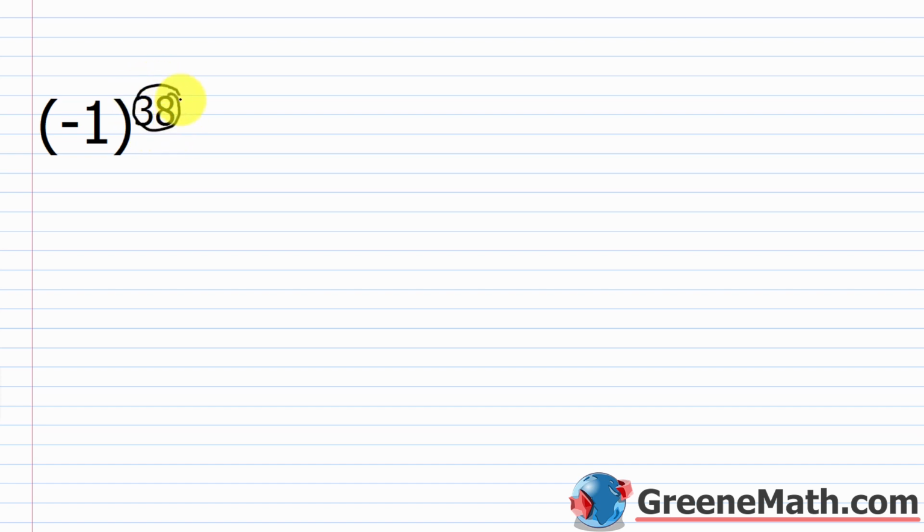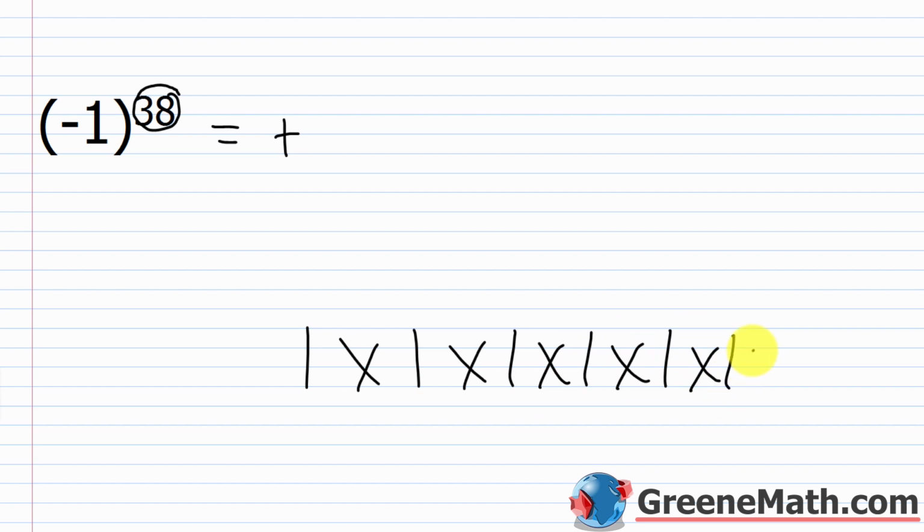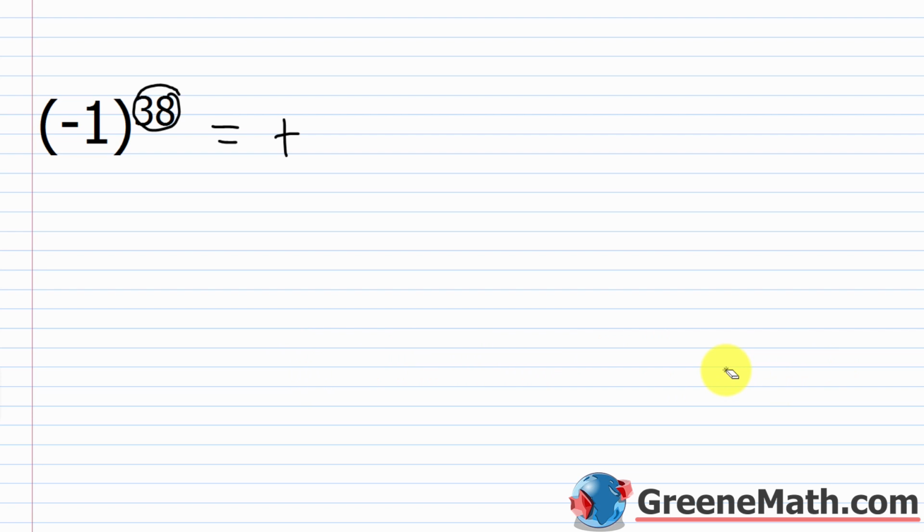So we know the answer is going to be positive. Now what's cool about the number 1 is when you multiply it by something, the number is unchanged. If I multiply 1 by itself, it doesn't change. So 1 times 1 is 1. Doesn't matter how many times I do that. If I go 1 times 1 times 1 times 1 times 1 times 1, the answer is 1. I could do this a million times, I still get 1. So 1 to the 38th power, forget about the negative. 1 to the 38th power would just be 1.